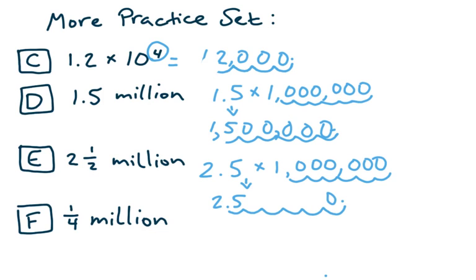So 2.5, 1, 2, 3, 4, 5, 6. And that's where our decimal will end up. We'll fill in our empty spaces with zeros. Get rid of this decimal, boy, carefully. Okay, we'll put in our commas, and that's what 2.5 million looks like. Now we have 250,000, which is equal to 0.25, right? Decimal, times 1,000,000.